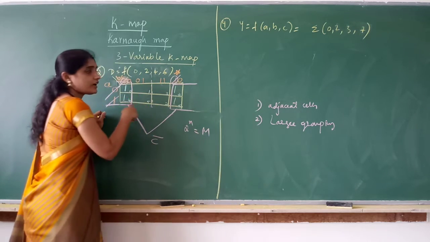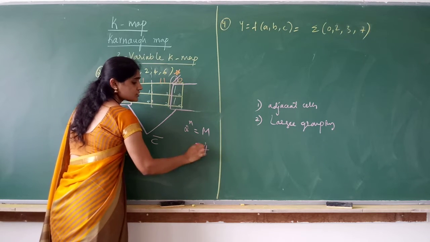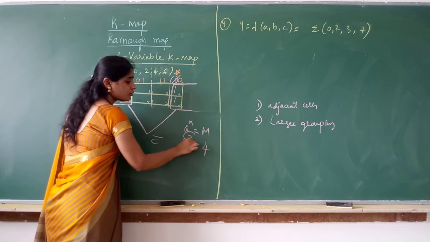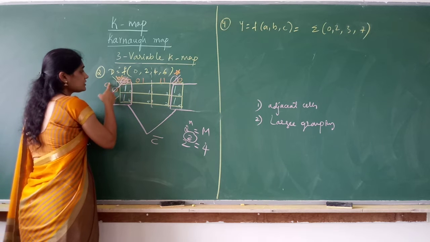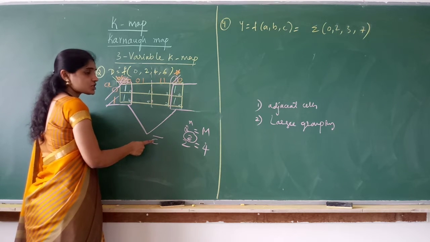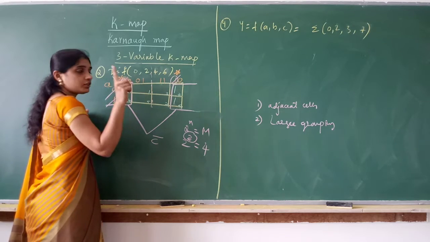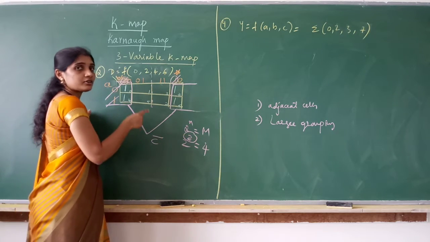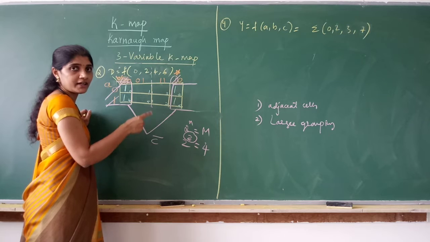Our equation, 2 power n is equal to m. How many cells we have grouped? 4. So how many variables will be eliminated? 2. How many variables we had? 3. Out of 3, 2 are eliminated. So in the equation I should have only one variable. So I have only one variable. That's a hint to check the equation whether you have solved it correctly or not.